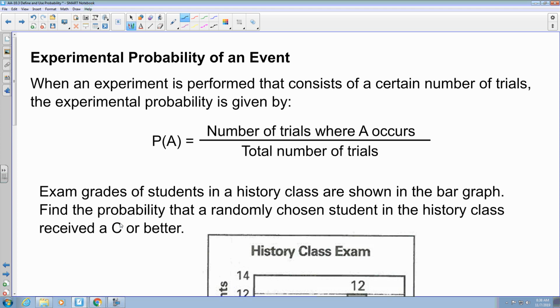All right, so now finally we're going to talk about experimental probability of an event. All right, so it says when an experiment is performed that consists of a certain number of trials, the experimental probability is given. So you have the number of successes of whatever you're asking of it, divided by the number of trials in the particular experiment.